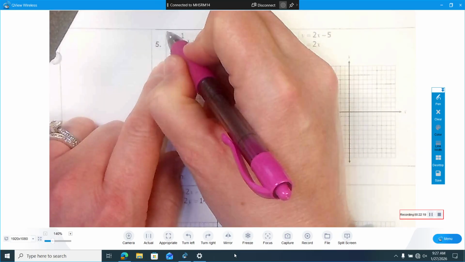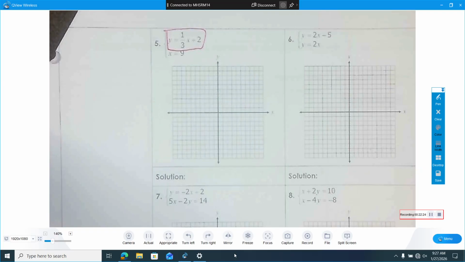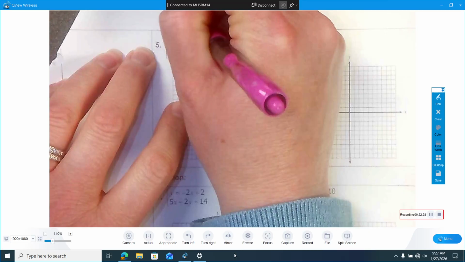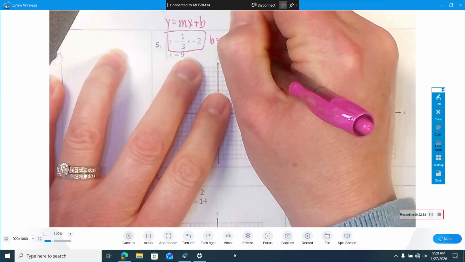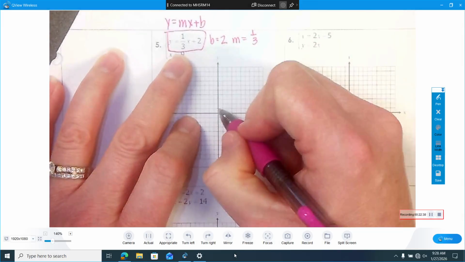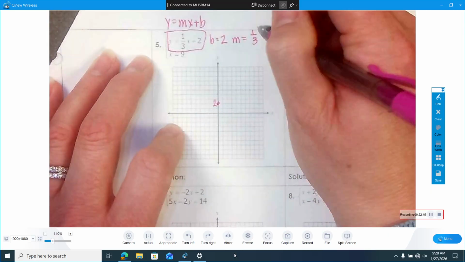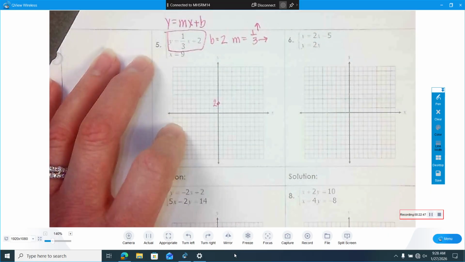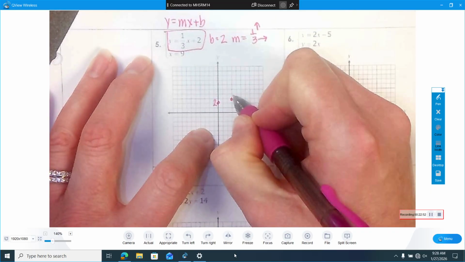Number 5 is my equation in slope-intercept form. Yes, the y is by itself. We got it. Looks like y equals mx plus b, because that's what we're looking for. All right, so our b is 2, and our slope is 1/3. So go ahead and graph that line, starting at 2. And what does our slope tell us to do? Up 1 and right 3. Up and over, always to the right. So up 1 and right 2, 3.